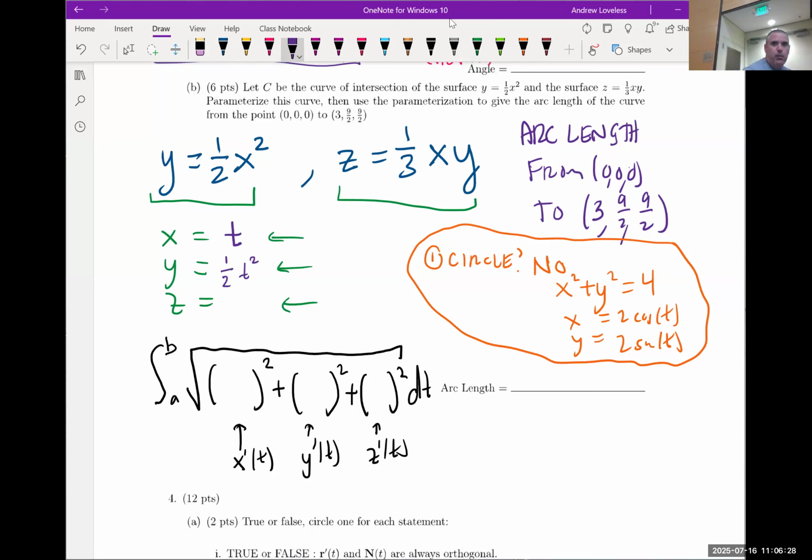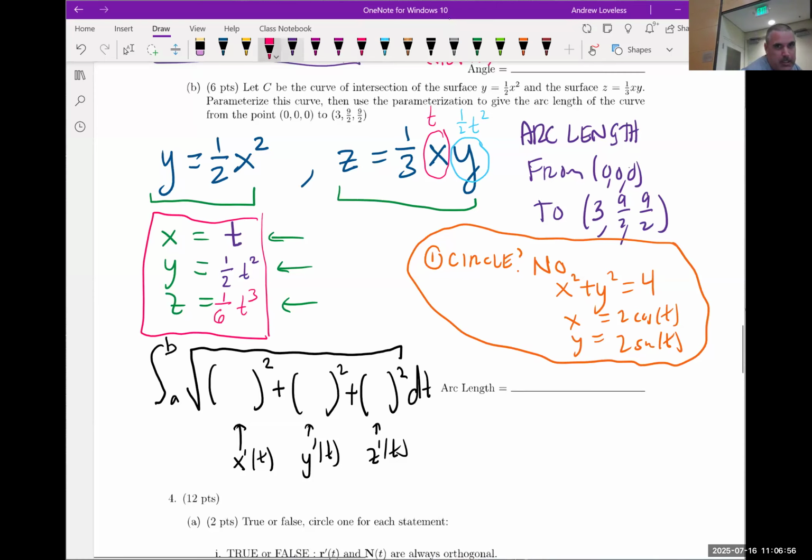And that forces z to be what? So this is t. And this is 1/2 t squared. So altogether, what do we get? A half times a third is a sixth t to the third. That's really what the question was about, parameterizing. What I like about this question is it really shows you why we do that sort of thing, so that we can get it into our integral.